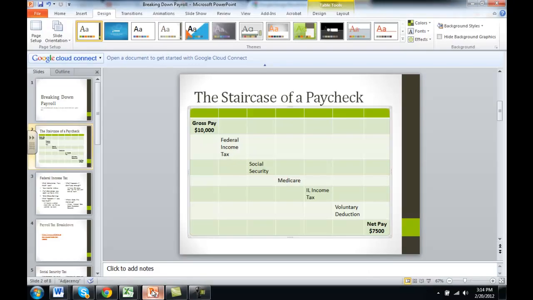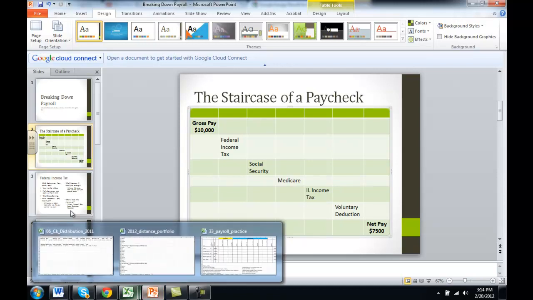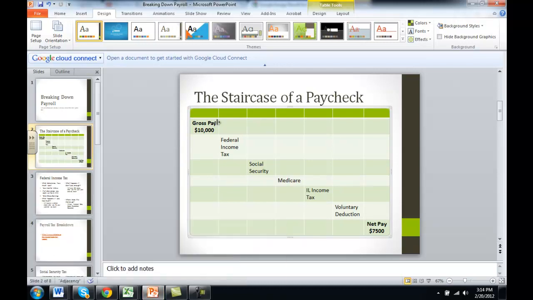So, we have this thing called the staircase of a paycheck. The reason it's called the staircase of a paycheck is because if you pretend this table is a staircase, each step that somebody walks down, there's another type of tax that deducts the amount of money you earned. So, for example, if this is one of Mr. Pete's employees, and let's say his paycheck is $10,000. That's his gross pay. Well, as he takes a step on a new stair, the government's going to take out more money for individual taxes.